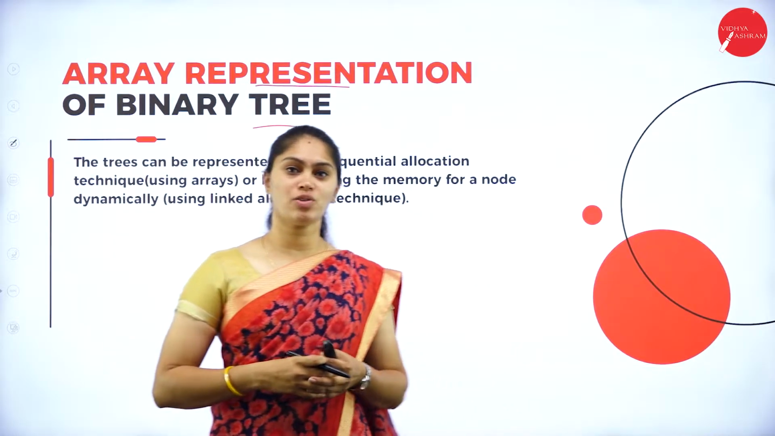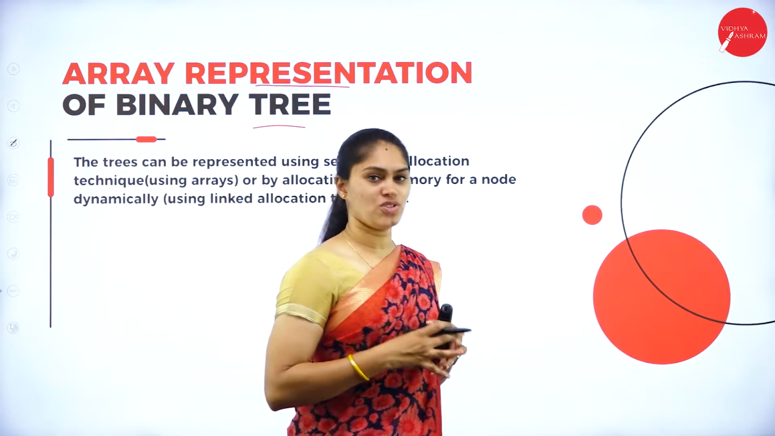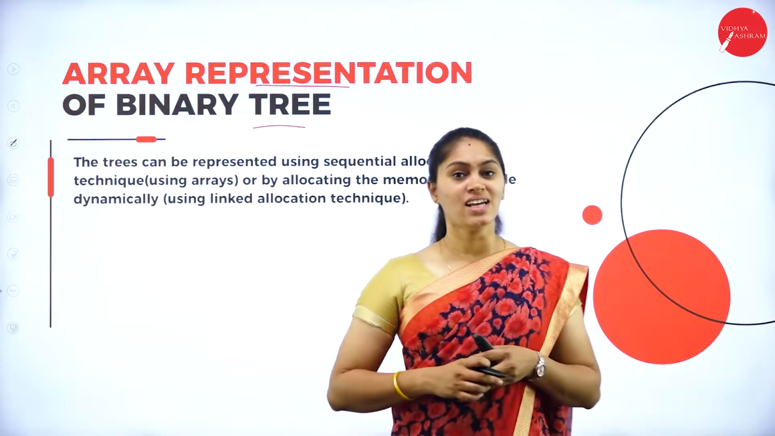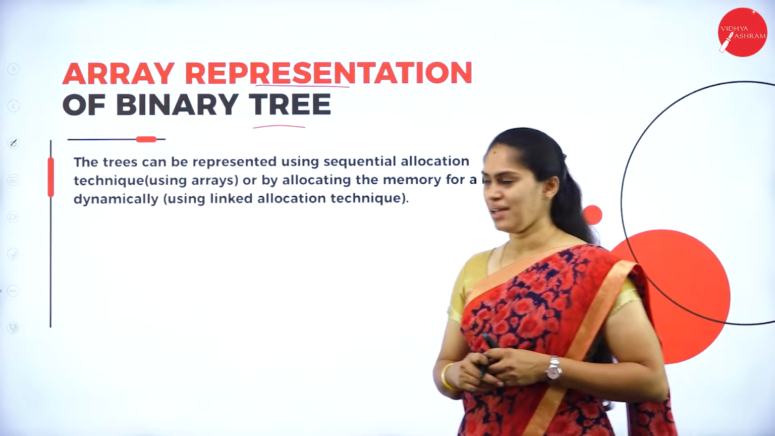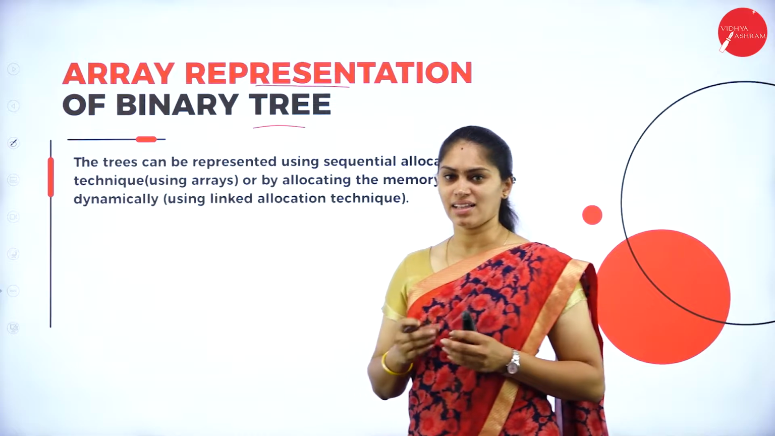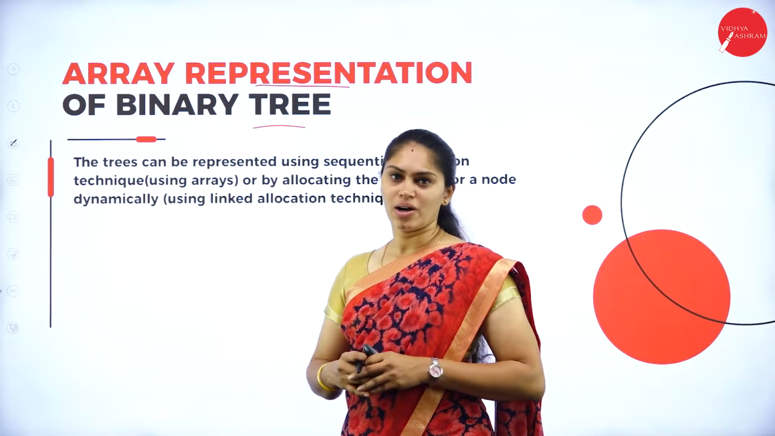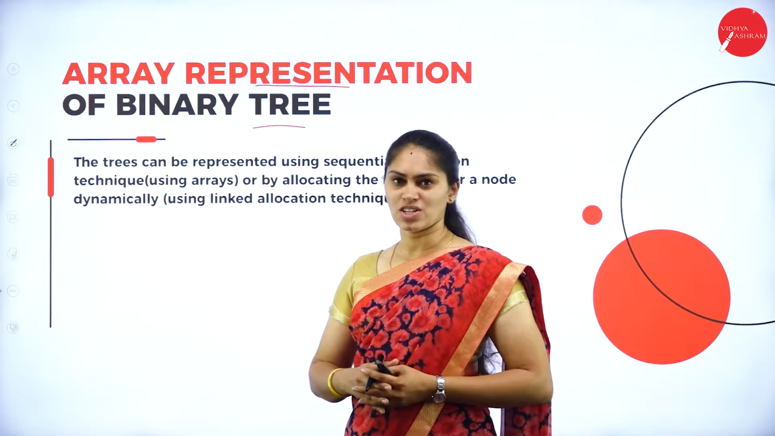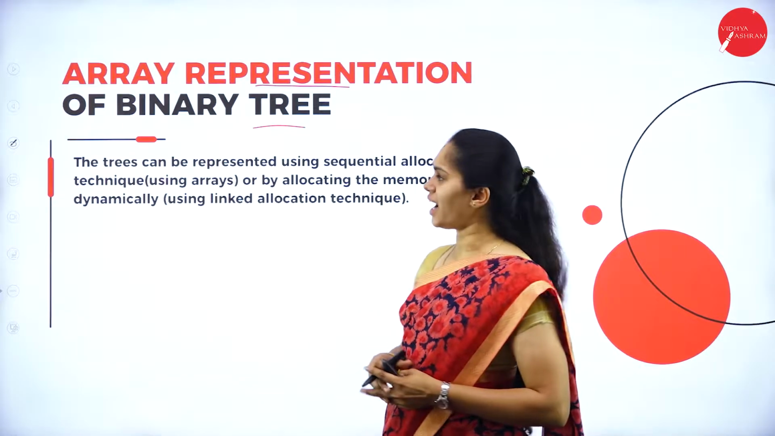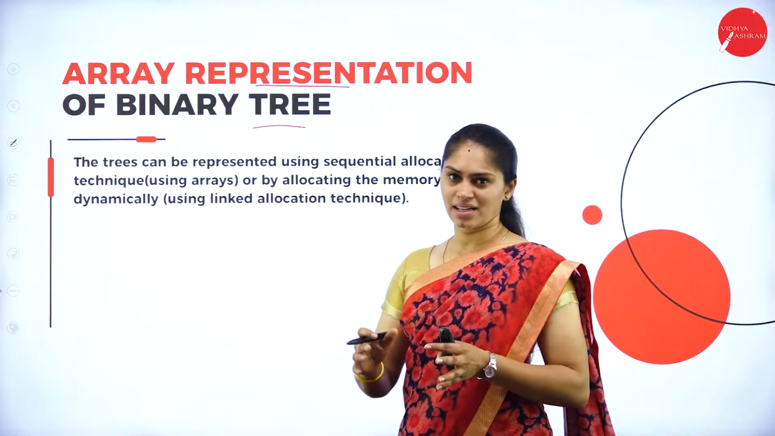An array is going to have a collection of homogeneous elements. It will store the same data type of element, and we are using this array, which is a linear data structure. Memory will be contiguous, in sequential order, memory allocation will be there. By making use of that, we are representing this binary tree.